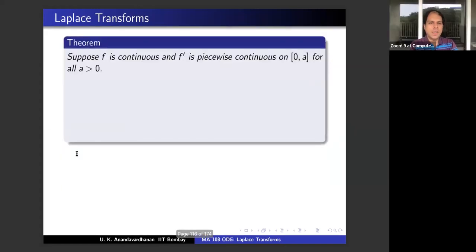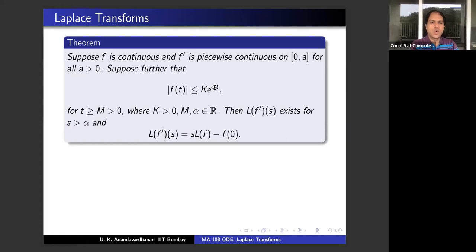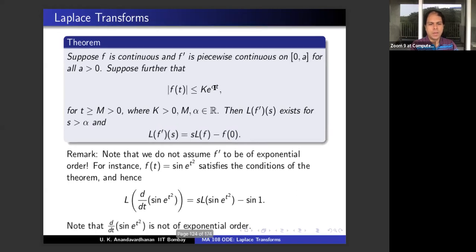Okay, let's prove the first result and then the second result. First result, I'm recalling again: f is continuous, f prime is piecewise continuous, and f is of exponential order, and then I am saying that L of f prime exists exactly for s bigger than alpha. Okay, and I have to prove it. So remark, we have already said f prime need not be of exponential order, and this is exactly the example one of you pointed out. Its derivative is not of exponential order, yet its Laplace transform exists by the theorem.